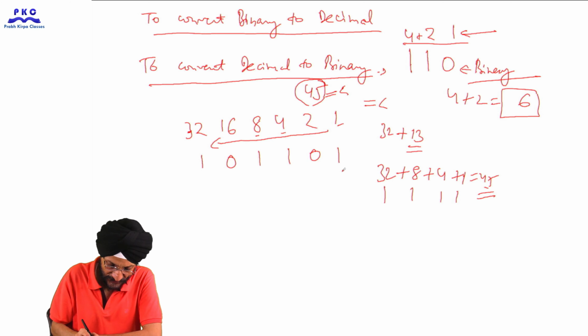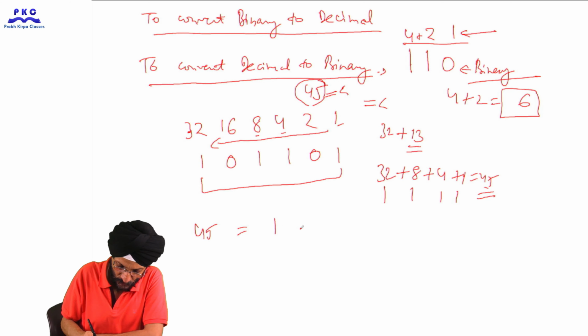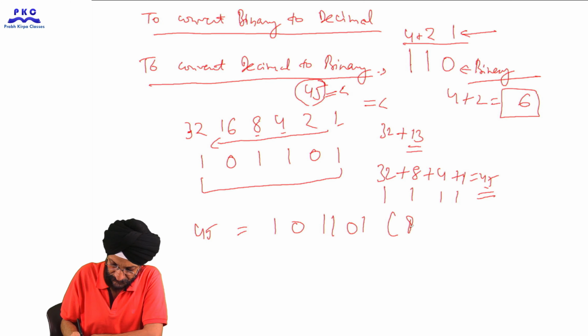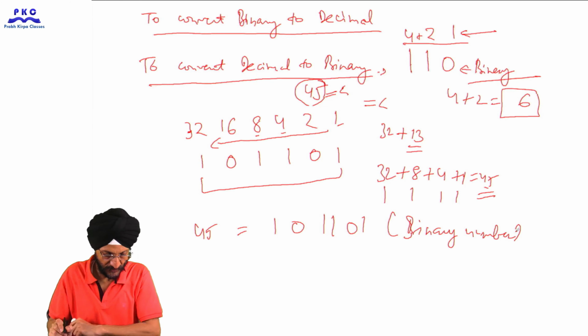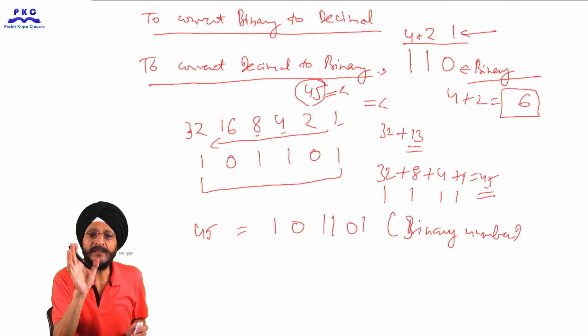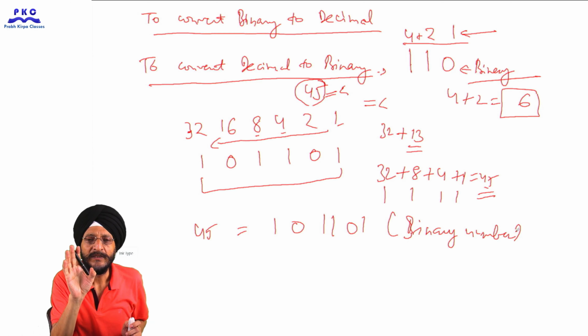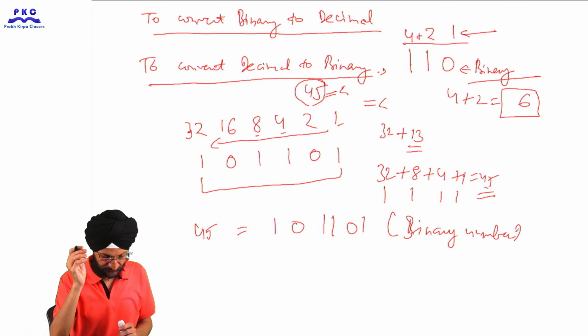Here you will find that the binary number of 45 is equal to 101101. This is the binary number of 45. So there is another traditional method which we will also learn, however, that form is somewhat difficult.